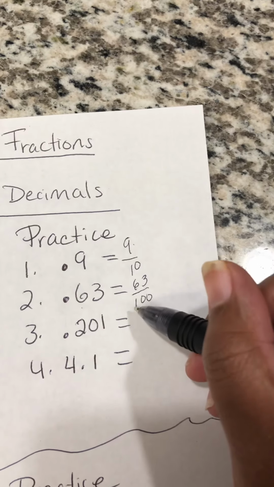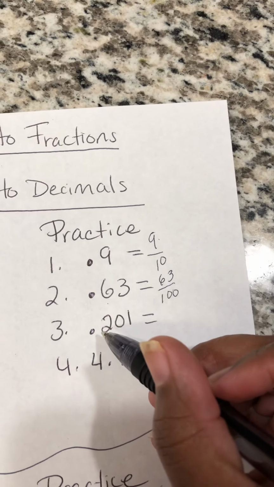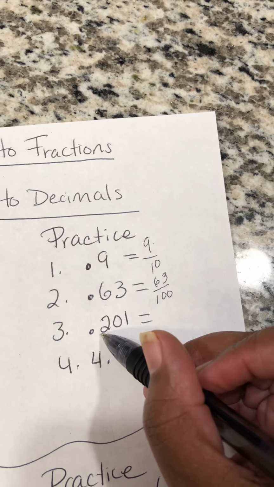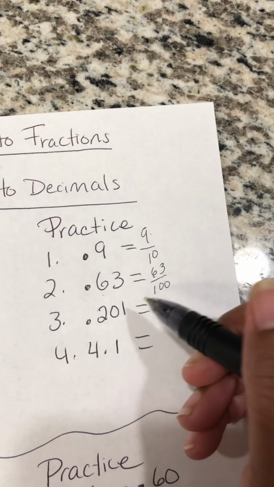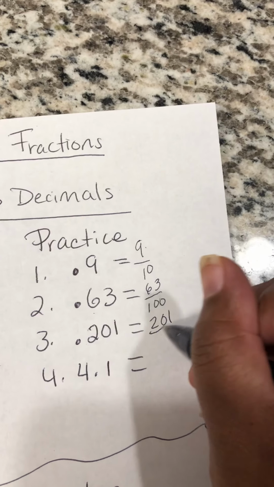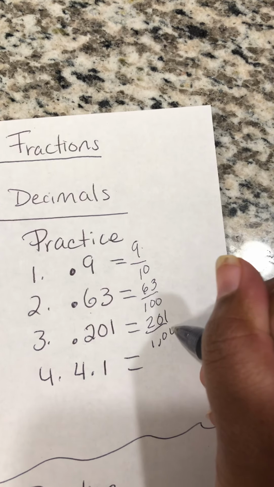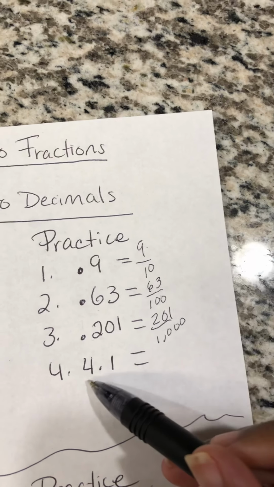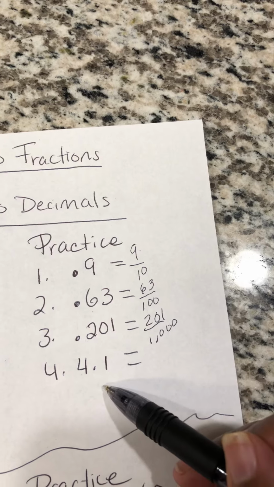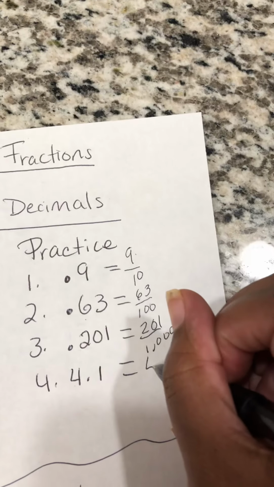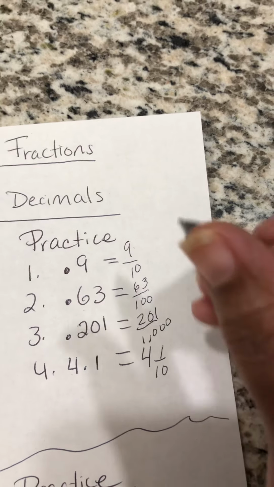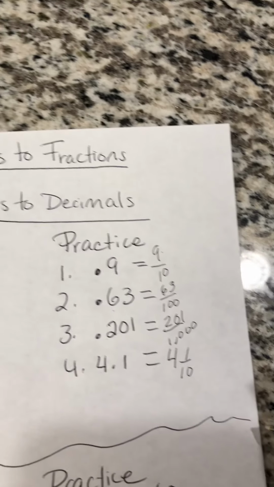Hopefully you guys got 2 out of 2 so far. How do you say this decimal? 201 thousandths. 201 over 1,000. And the last one: 4 and 1/10. Another mixed number. 4 and 1/10. There you have it, boys and girls.